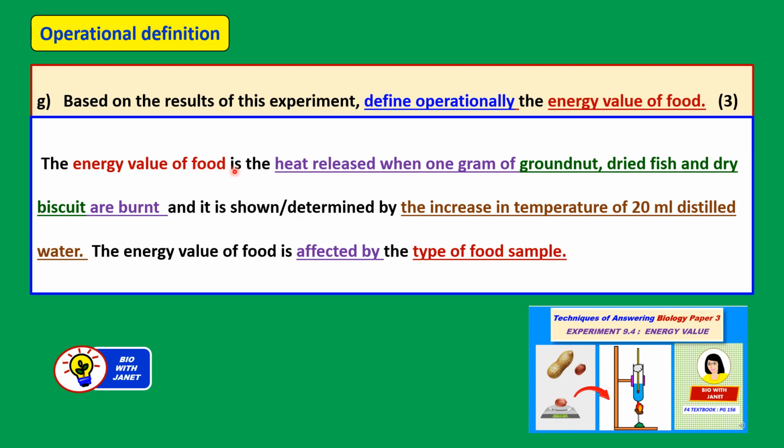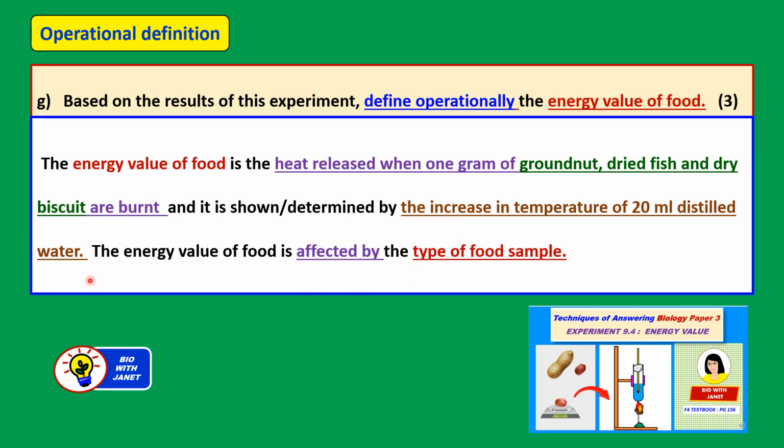Now, energy value of food is the heat released when 1 gram of groundnut, dried fish, and dry biscuit are burnt. So here we have mentioned the definition. Heat released when 1 gram of the food sample is burnt, but it's good to write down the 3 food samples. You can put when 1 gram of food sample, bracket groundnut, dried fish, and dry biscuit are burnt, right? And then to write in the RV, put and it is shown by the increase in temperature of 20 ml distilled water. That is your sub RV, right?